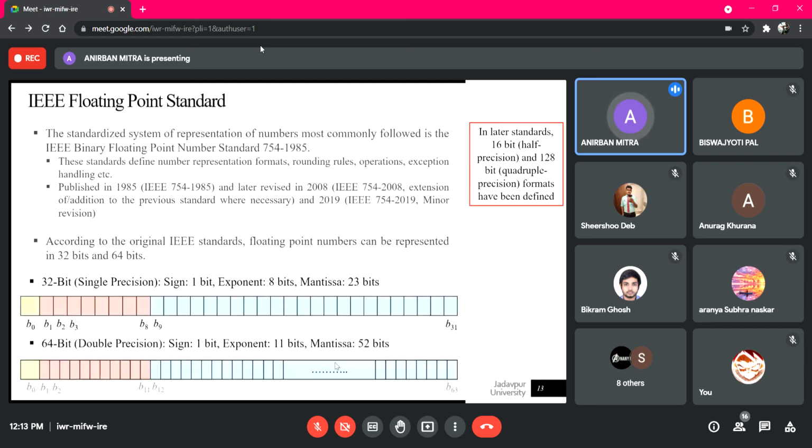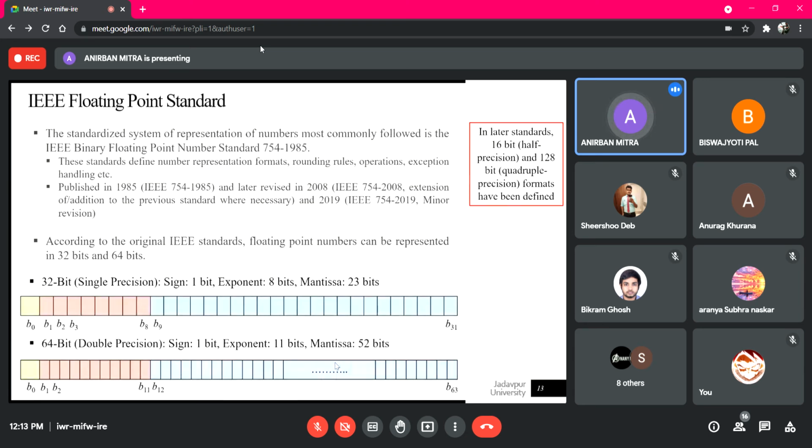What about the 64-bit double precision format? Here also the sign is 1 bit. Now the exponent becomes 11 bits. After that, the mantissa has 52 bits. Obviously, the double precision format is going to have much more accuracy compared to the single precision, just because of the length of the mantissa.